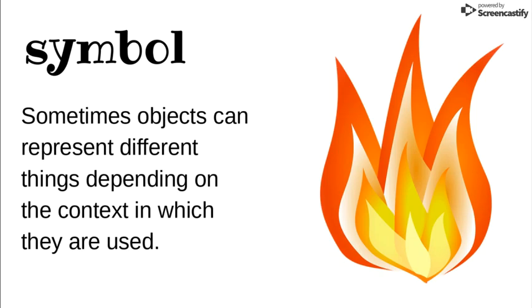And sometimes objects can represent different things depending on the context in which they are used. So, for instance, a fire could be positive and could represent inspiration or knowledge or new life. However, it could also have a negative meaning, and maybe it could stand for destruction or hell.